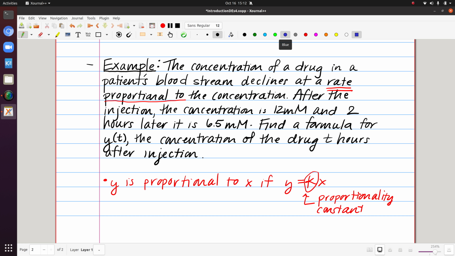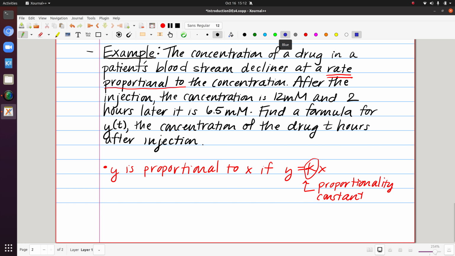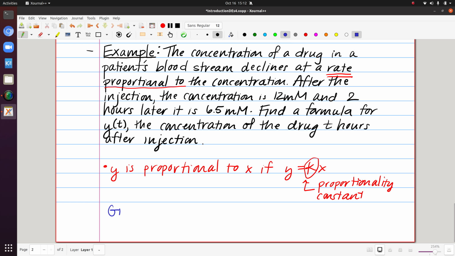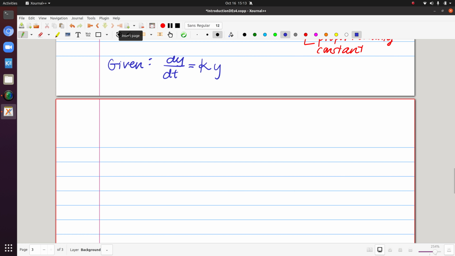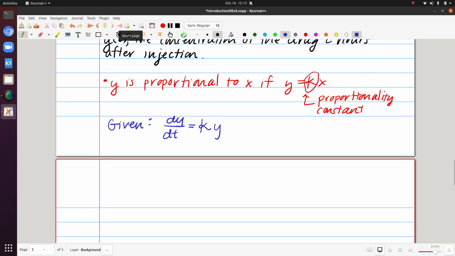So looking at this, we want to solve for y of t. And what they're telling us is that dy dt, the rate of change of the concentration, is proportional to, and what is it proportional to? The concentration, but that's exactly what y is. So the rate of change of the concentration is proportional to itself, the concentration. So this is my given setup. We want to solve for y of t.